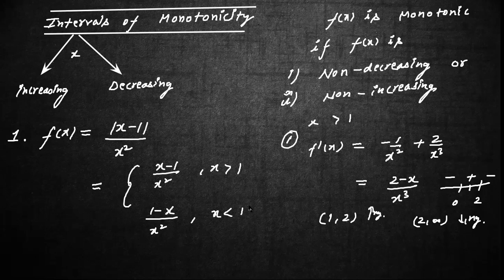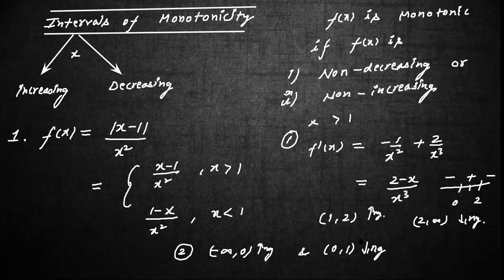Similarly, we can find the derivative for the other part, and we will get the other way around. So finally, from the second part, we'll check and say that from minus infinity to 0 it will be increasing, and for the remaining part, from 0 to 1, it will be decreasing.